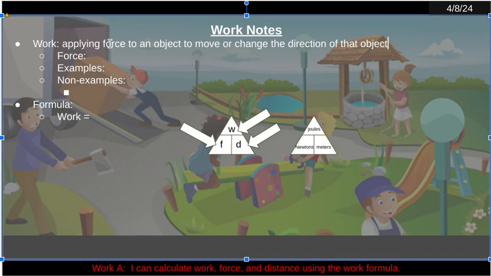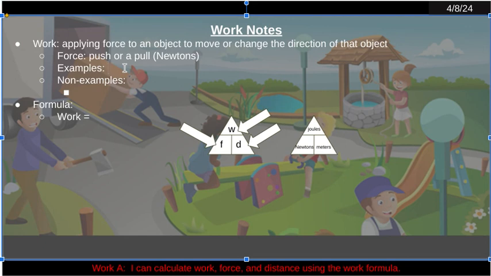So let's get to force. A force is a push or a pull, and we've talked about this already in a previous unit. A force is a push or a pull, and force is measured in newtons. You'll see that capital N in different places.